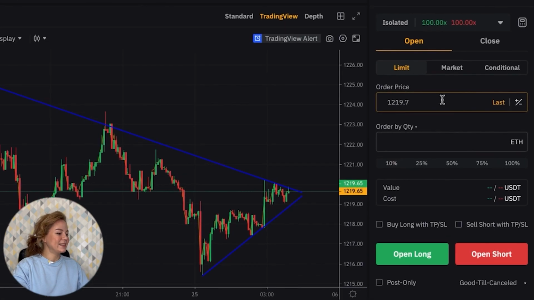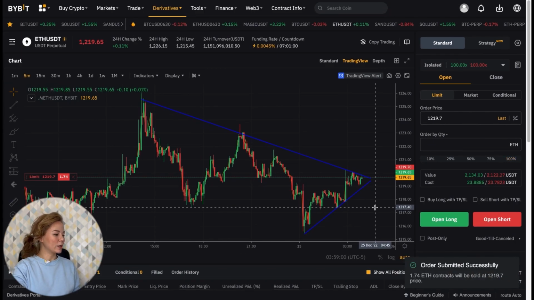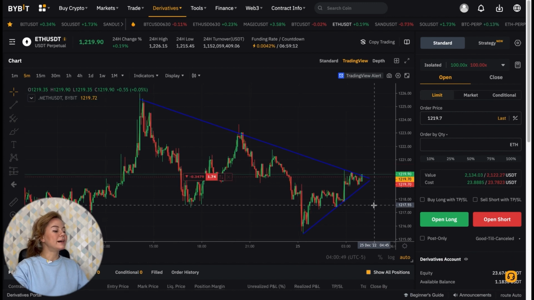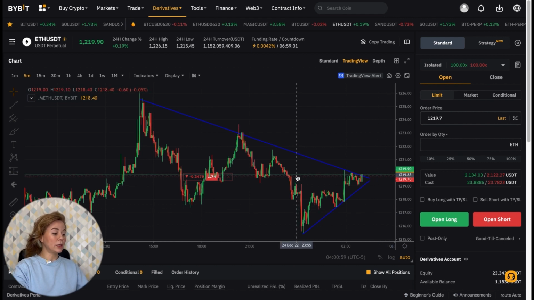I suggest putting a limit of 19.7 and requesting short. As soon as we get the price at our limit, we can start our order, our deal. We go short, which means we need our stop loss a bit higher.